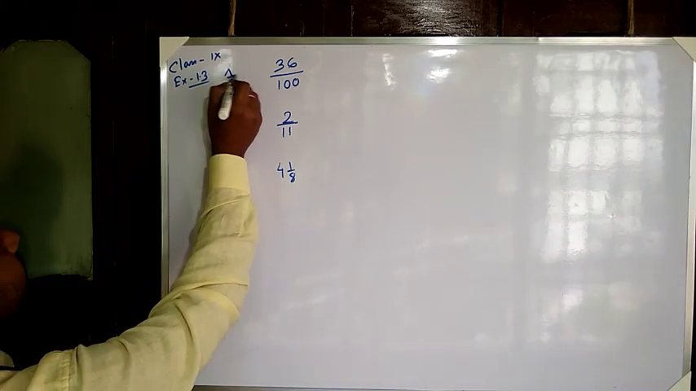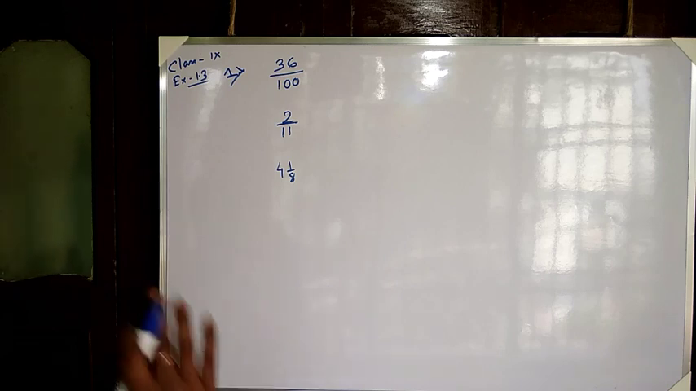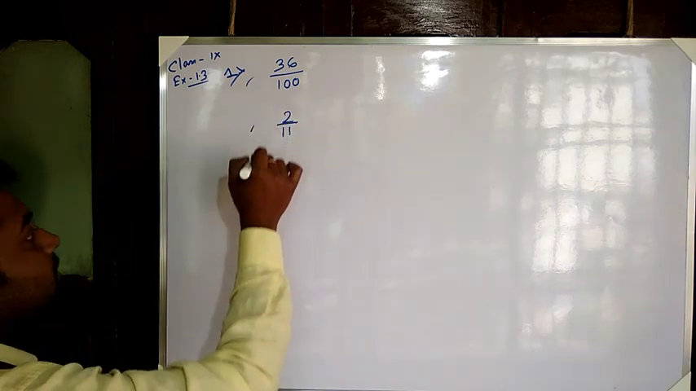Today I am going to start exercise 1.3 from NCERT. In question number 1 there are a few questions, and out of them I am showing you only 3. The question is: write the following in decimal form and say what kind of decimal expansion each has. Our objective is to convert three fractions into decimals, and after that decide which type of decimal number each is.